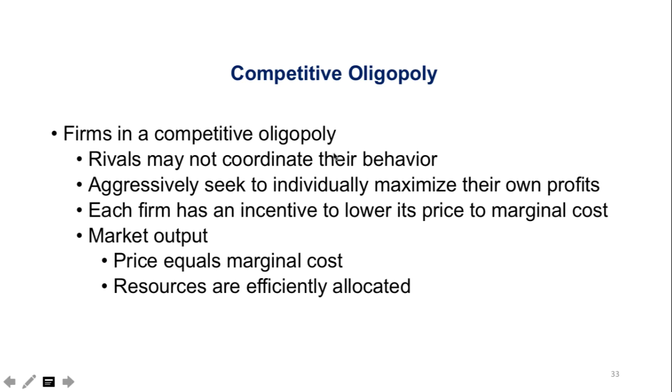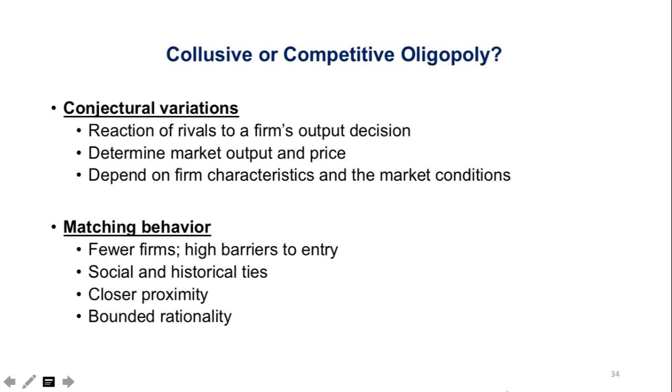In a competitive oligopoly, rivals may not coordinate their behavior, so they aggressively seek to individually maximize their own profit, right? So each firm has an incentive to lower its prices down to the marginal cost. In that case, they act like a perfectly competitive market. When the price equals the marginal cost, then resources are efficiently allocated, right? There's no problem with the competitive oligopoly.